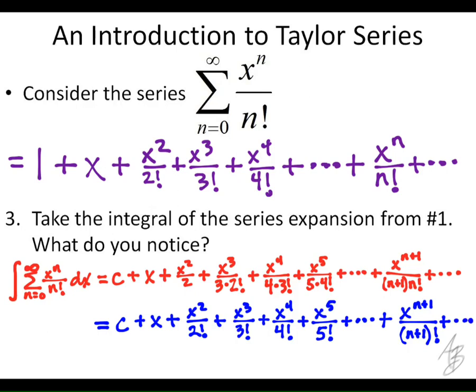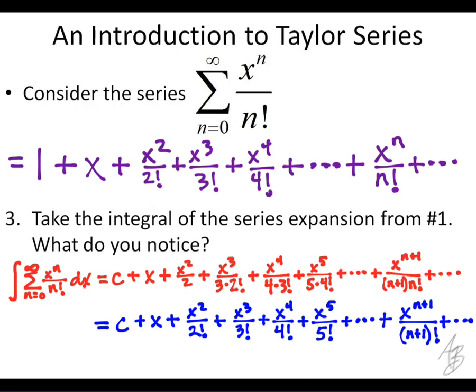What do you notice? What's the difference between this and this? It's almost the same, with what difference? Just this, right? That constant of integration. So it could be off by any constant, but every term after the constant term, so every term after the 1 and the c, is exactly the same as the original function.